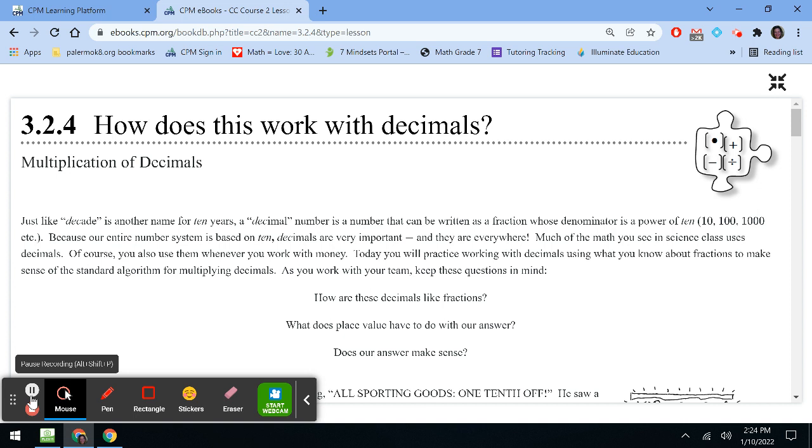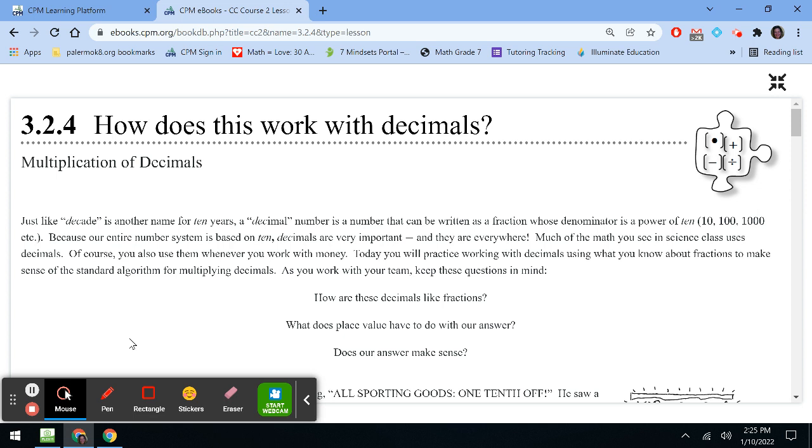So today you're going to practice working with decimals using what you know about fractions to make sense of the standard algorithm for multiplying decimals. So when they talk about the algorithm, that's just a fancy name for saying method for solving. So that's just a technical name for it. It's just an academic term for it. So it's just saying that's the one that usually people will learn first, the standard algorithm for multiplying decimals.